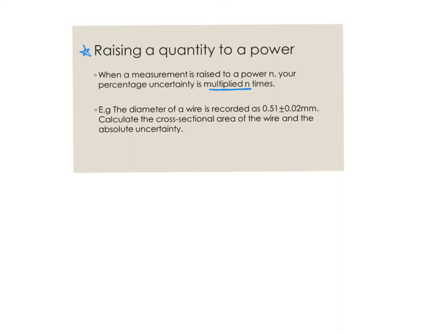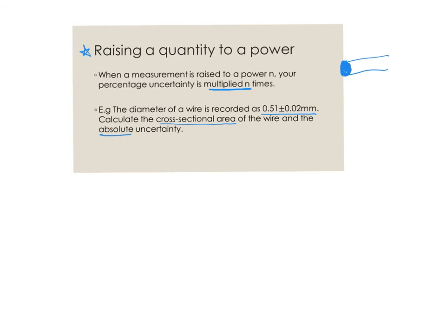I'm just going to do an example because I do believe that examples actually provide more vision into what you actually need to be doing. So it tells me that the diameter of a wire is recorded to be this much. Calculate the cross-sectional area of a wire. Now remember, wires are like small cylinders, extremely small cylinders, and the absolute uncertainty. So the cross-sectional area is a circle, quite obvious.